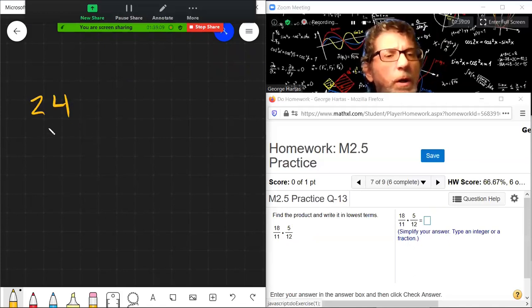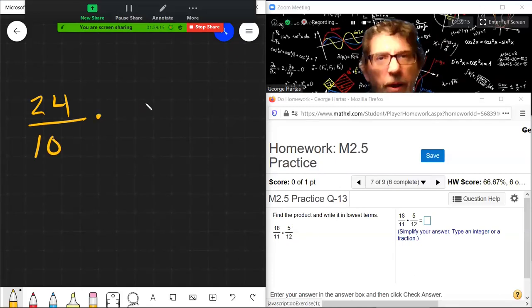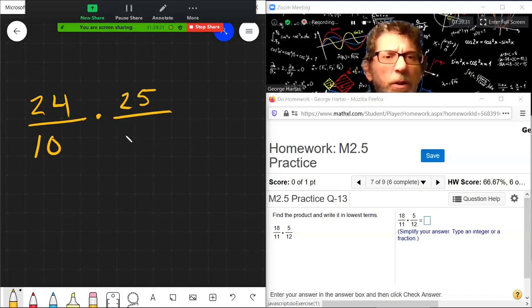24 over 10. I know these are huge. Bear with me. This is a little side trail that I'm taking. But watch what I'm doing. And then let's call this 25 over 6.